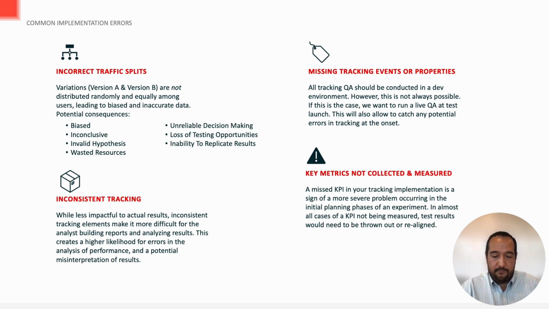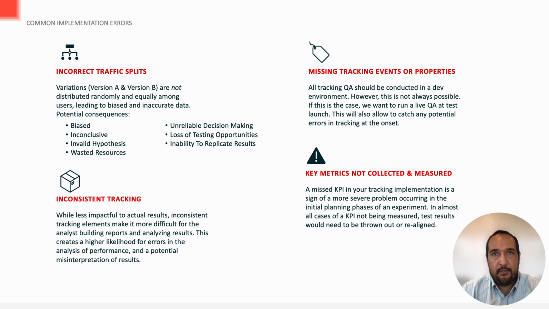Incorrect traffic splits have significant consequences on the validity and reliability of test results. Splitting traffic inconsistently means that the variations are not distributed randomly and equally among users, leading to biased and inaccurate data. Some of the potential consequences of incorrect traffic splitting include biased results, inconclusive results, invalid hypotheses, wasted resources, unreliable decision making, loss of testing opportunities, and the inability to replicate your results.